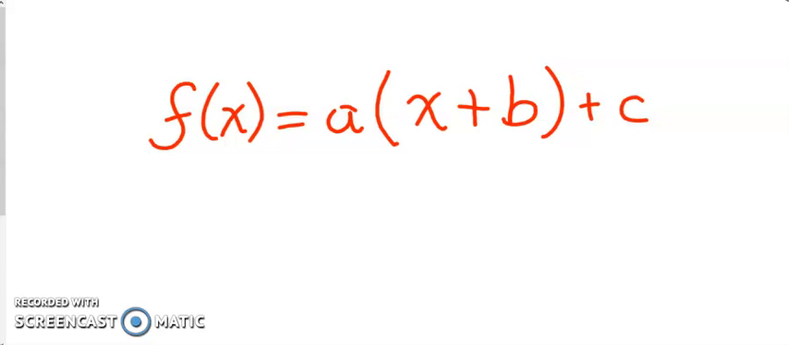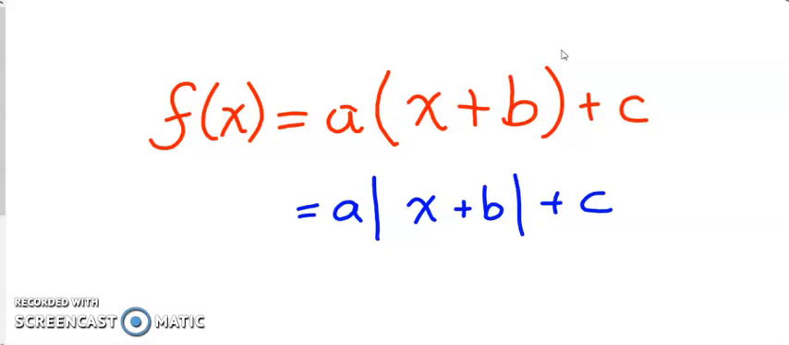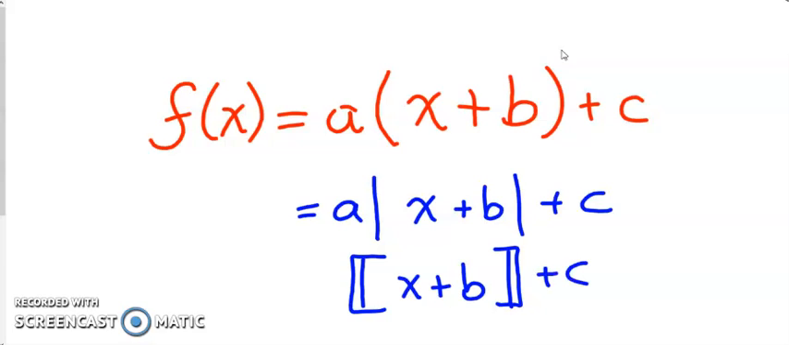So it could be quadratic with the square. It could be cubic. It could be the absolute value. It could be the step function. It could be any of these here.